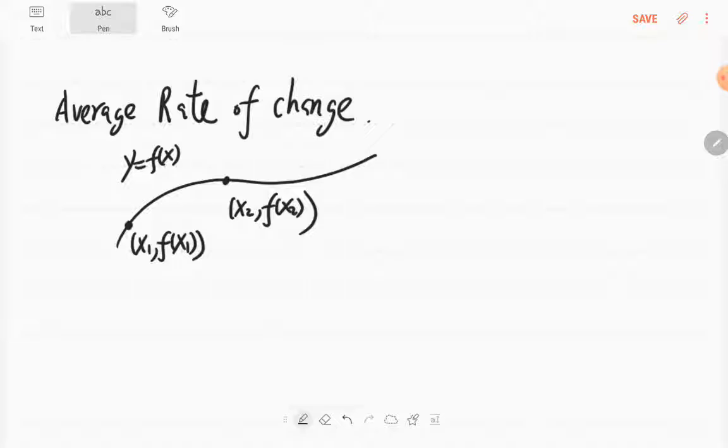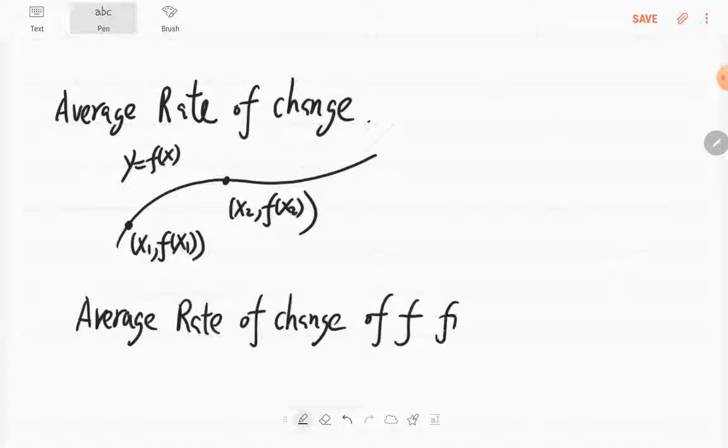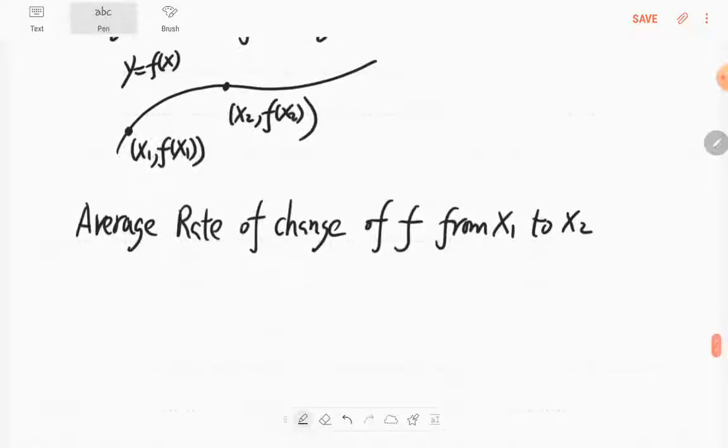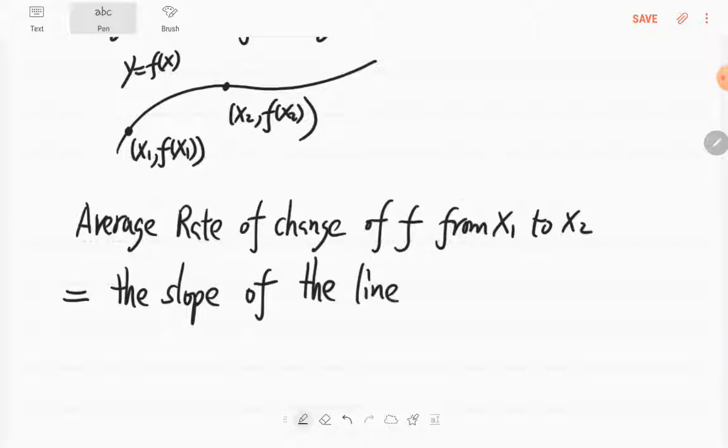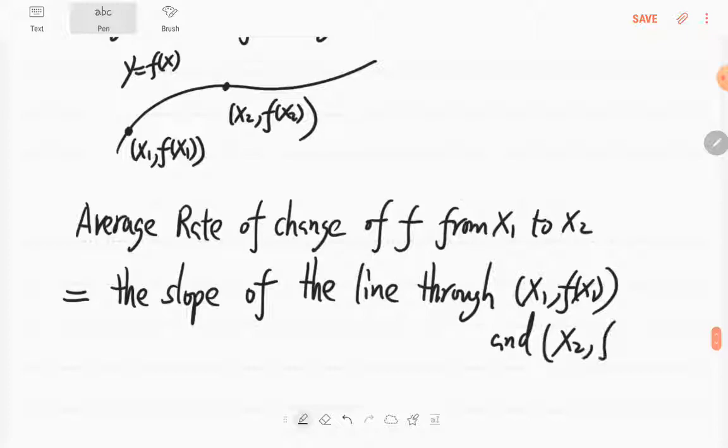The average rate of change of the function f from x1 to x2 is actually the slope of the line through the points x1, f of x1 and x2, f of x2.